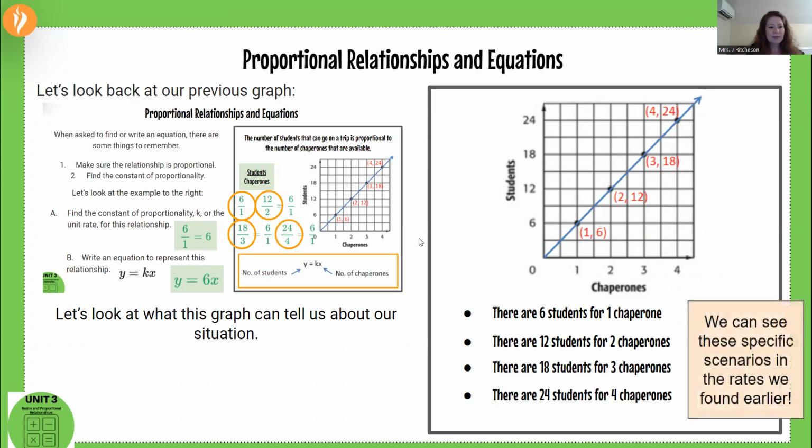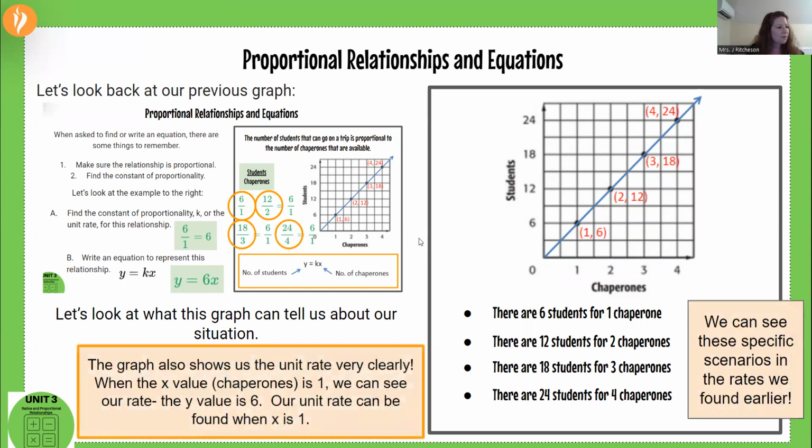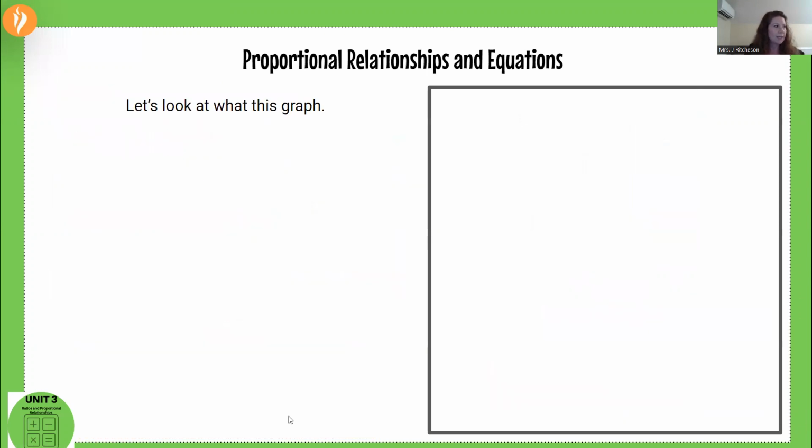We can see these specific scenarios in the rates we found earlier. The graph also shows us the unit rate very clearly. When the x value, chaperone, is 1, we can see our rate. The y value is 6. The unit rate can be found when x is 1.